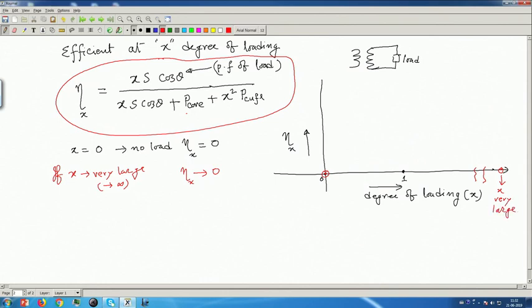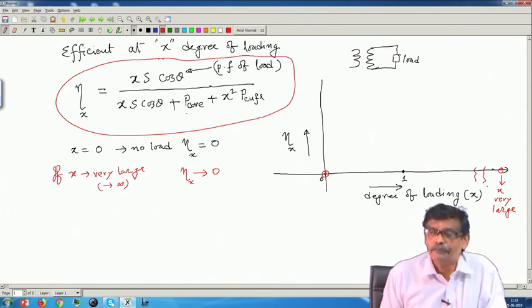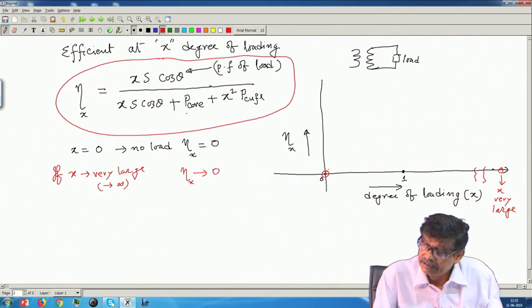It will also be 0 efficiency, but in between, whatever the value of x, this will give you some finite numbers. Therefore, from 0, if I increase the value of x, efficiency is expected to have some finite numbers, it will grow up, but once again it will come to 0.